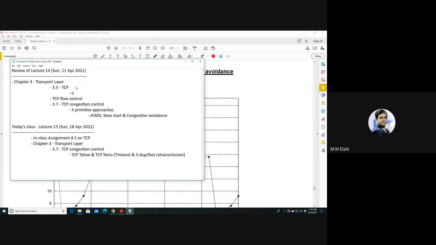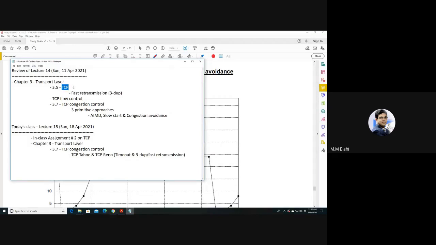We have read fast retransmission. Okay, sorry, fast retransmission. What is fast retransmission? It is, other than timeout, we can send data if we receive 3 duplicate acknowledgements before the timeout. Now, fast retransmission is not supported by all TCP variations.